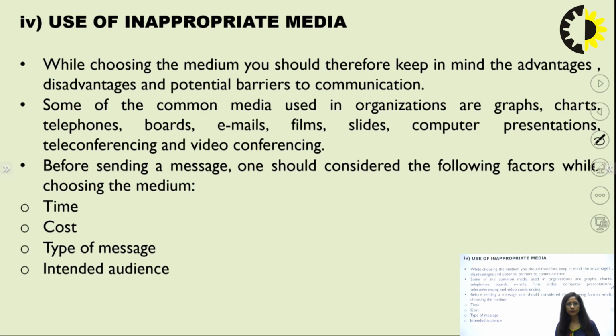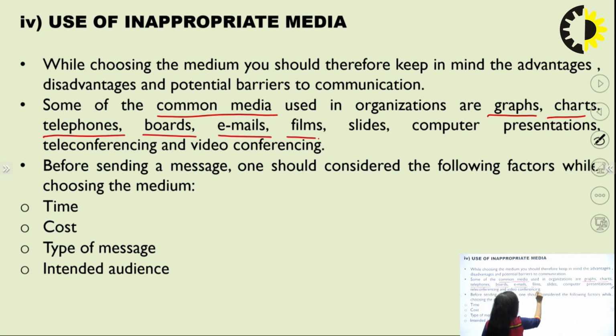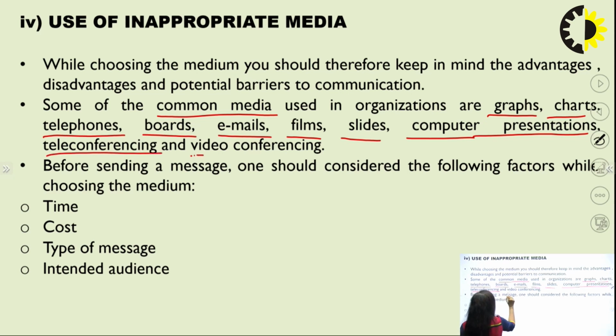Next is use of inappropriate media. While choosing the medium, you should keep in mind the advantages, disadvantages, and the potential barriers to communication. Some of the common media which are used in organizations are graphs, charts, telephones, boards, emails, films, slides, computer presentations, teleconferencing, and video conferencing.